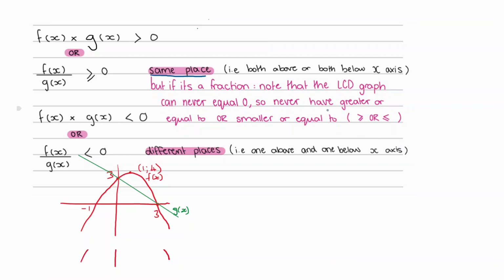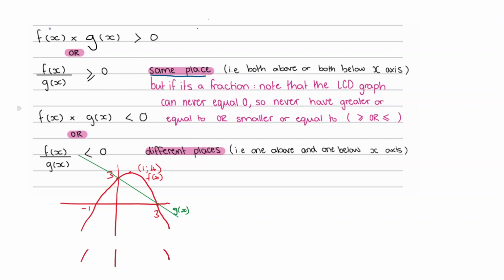In this video, we'll look at some notation questions. The first one is, when you have two graphs timesed together or even divided, if they're bigger than naught, it means we're looking for where they're in the same place. In other words, where they're both above or both below the x-axis.